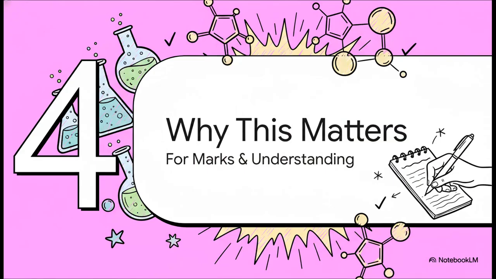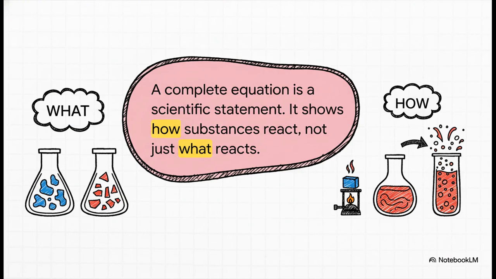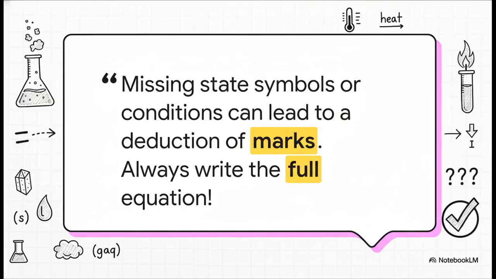So, you might be wondering, why is all of this so important? Why must you include all these details in your exams and for your own understanding? Well, the most important point is this. A complete chemical equation is a precise scientific statement. It doesn't just tell you what reacts, it tells you how it reacts, in what conditions, and in what physical state. It is an accurate description of a real-world chemical change. And here is a very important tip for your exams. Often, marks can be cut if you forget to include these details, so please be careful. Writing the state symbols and conditions shows a complete understanding, so always try to write the full informative equation.